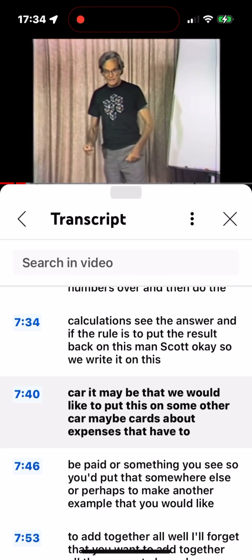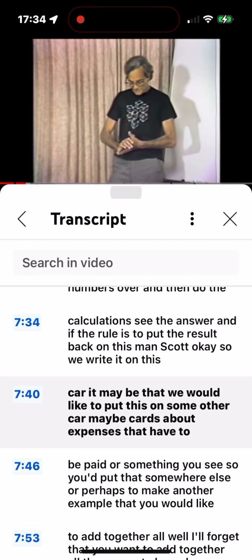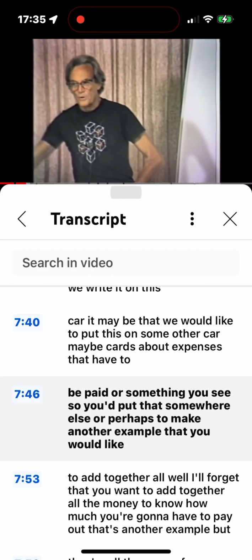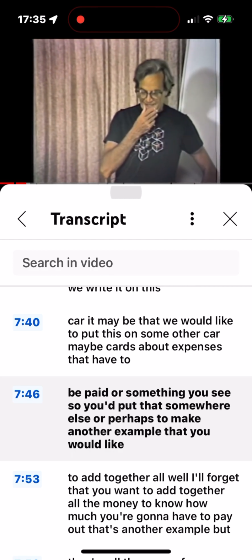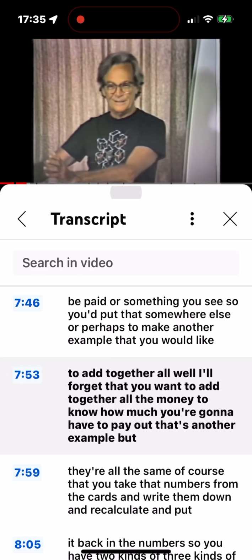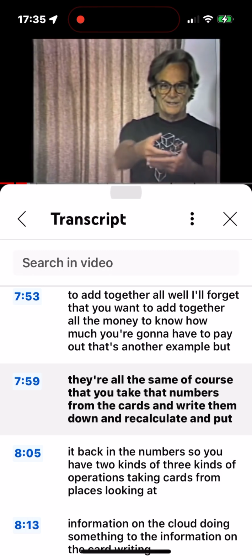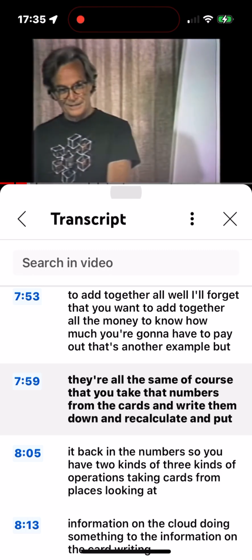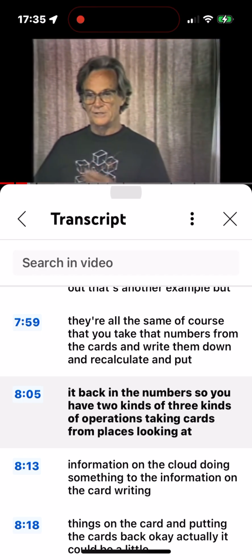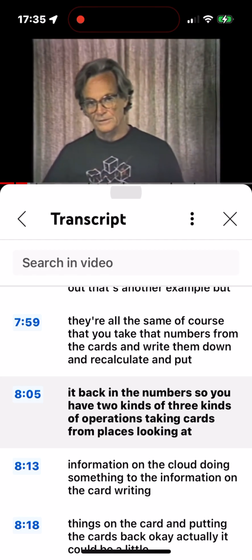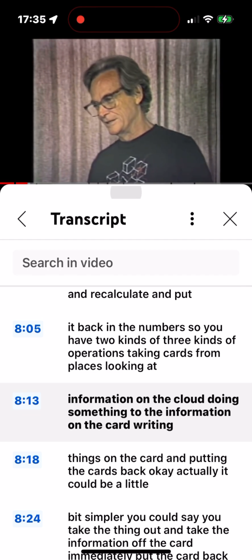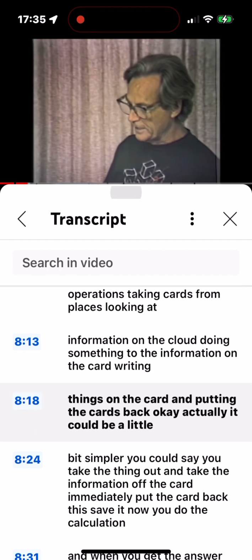It may be that we would like to put this on some other card, maybe cards about expenses that have to be paid or something, you see? So you'd put that somewhere else. Or perhaps, to make another example, you would like to add together all the money to know how much you're going to have to pay out. That's another example. But they're all the same, of course, in that you take the numbers from the cards and write them down, and recalculate and put it back in the numbers. So you have three kinds of operations. Taking cards from places, looking at information on the card, doing something to the information on the card, writing things on the card and putting the cards back.